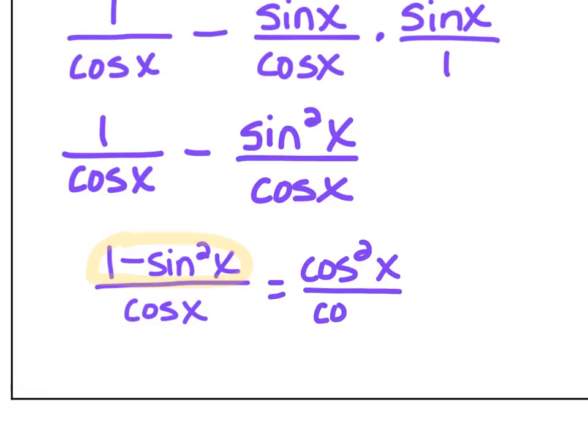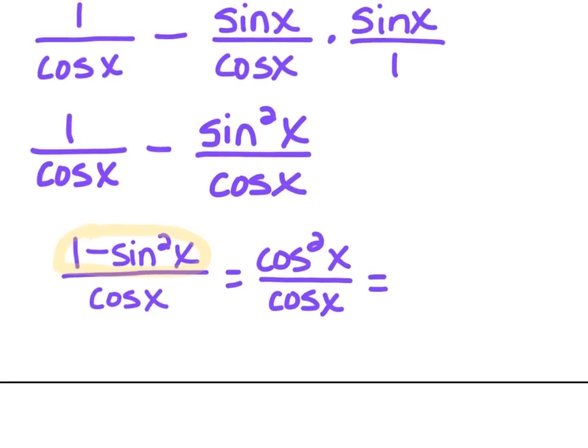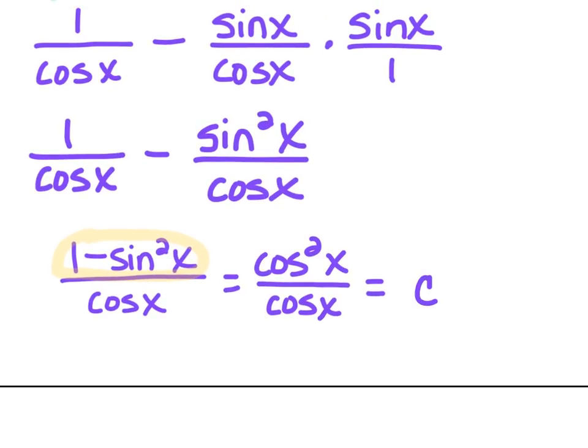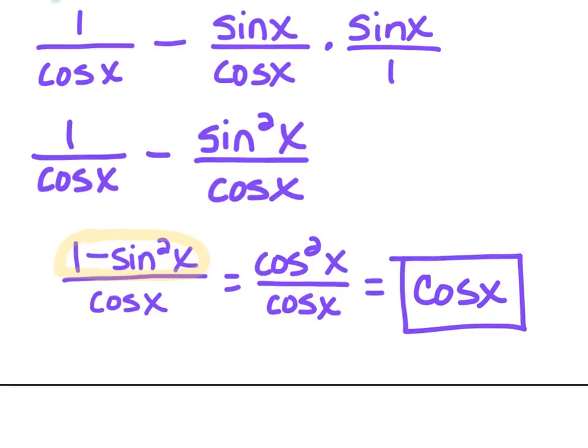And so here now I have the fraction cosine squared of x over cosine of x. And I can cancel one of the cosines in the top with the denominator that's cosine. And I'm left with just cosine of x over 1. And so my answer is just cosine of x.